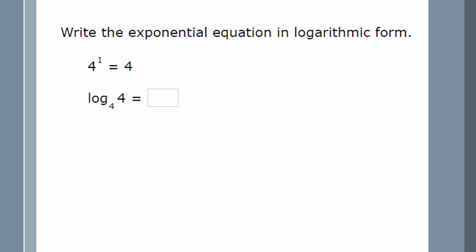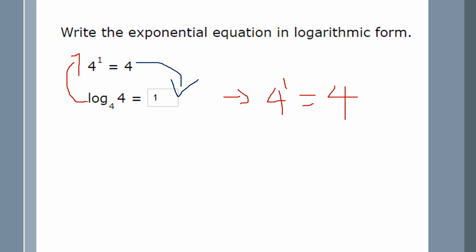Alright. So we still run exponential to logarithms. So what's missing? This is going to be 1. Because 4 to the power of 1 is 4. So this is your log to your exponential form. And then this is from exponential form to logarithmic form. Again, it's just putting stuff in place and it should be fine.